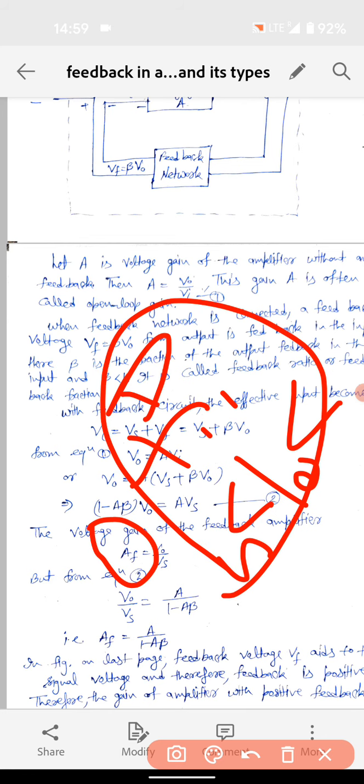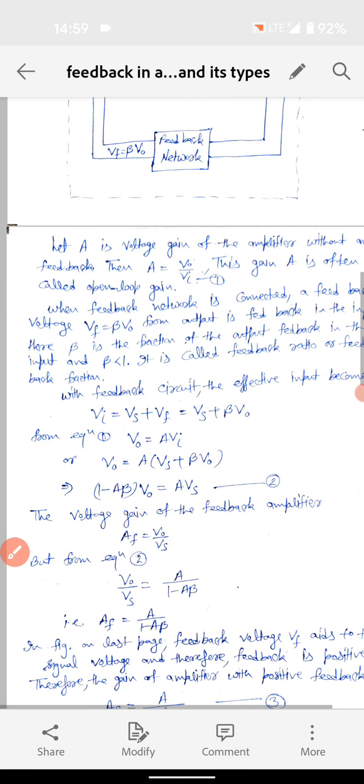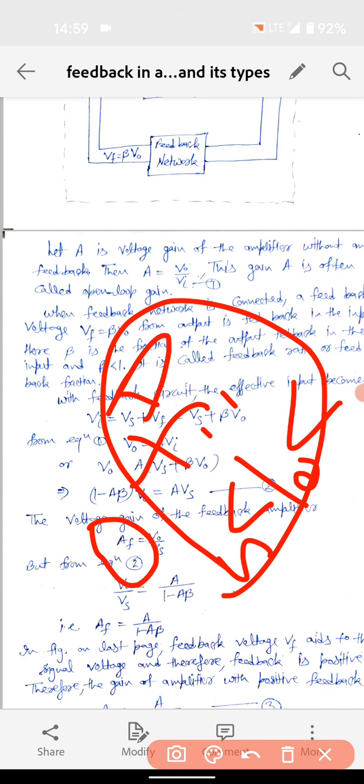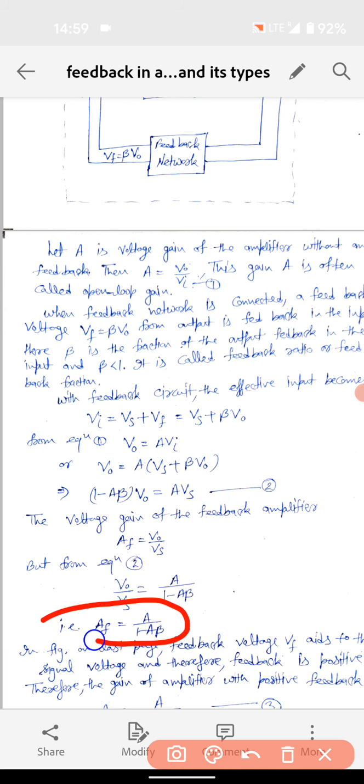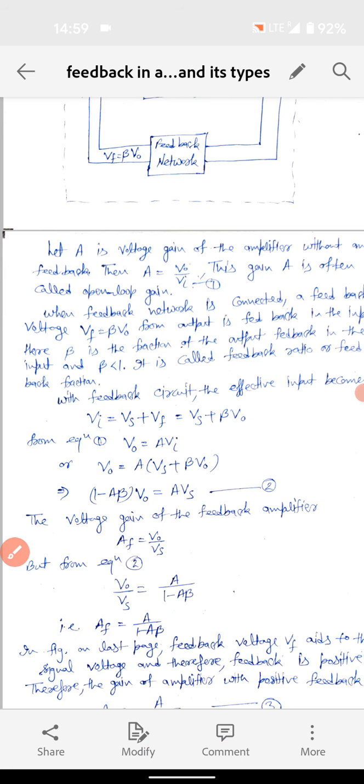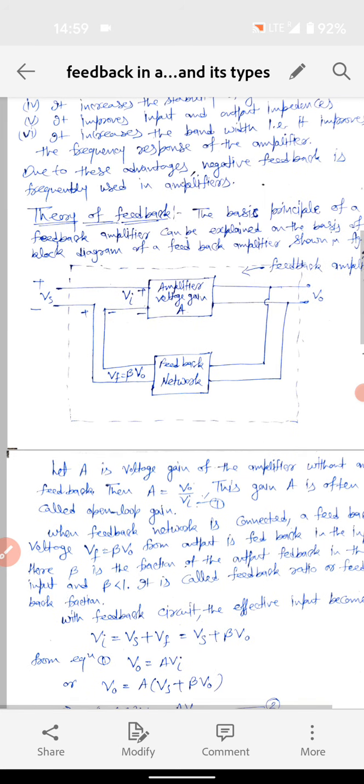So now find out this ratio from this equation, V0 by Vs. It will be nothing but A by 1 minus A beta, and it is nothing but the AF. So the voltage gain with feedback will be AF equal to A by 1 minus A beta.